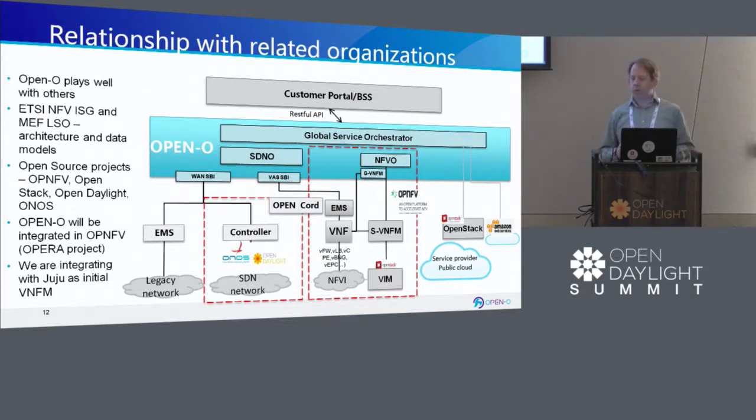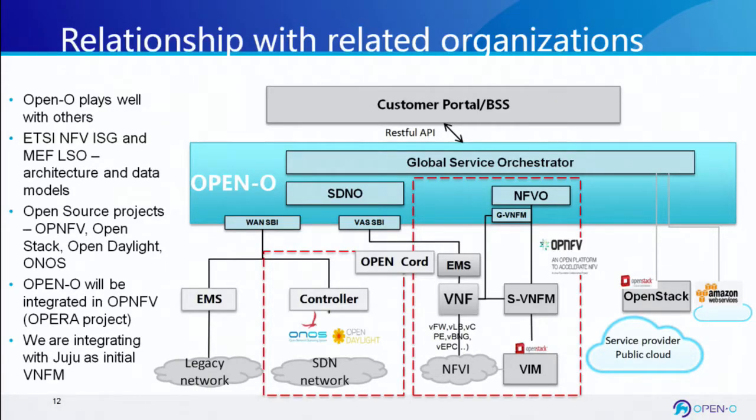And as Marc mentioned, we want to work actively with many other organizations within the community. We are looking at ETSI, NFVISG, and MEF LSO for architecture and data models. We're working with quite a number of open source projects, including OPNFV, where we have a brand new project called Opera to integrate OpenO with OPNFV, and with Openstack and Open Daylight and ONOS as well, where we use both Open Daylight and ONOS as SDN controllers for the connectivity solutions. And as we develop, we are looking to create common information and data models, and we want to be working with the community to make sure that our interfaces clearly align. And for our initial release, we are integrating with Juju as our VNFM.